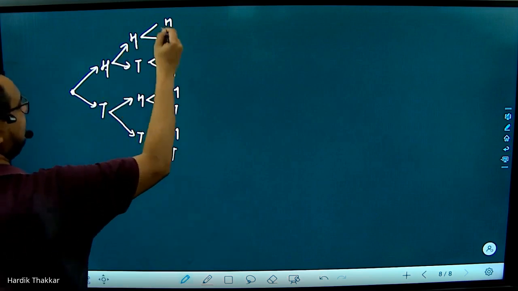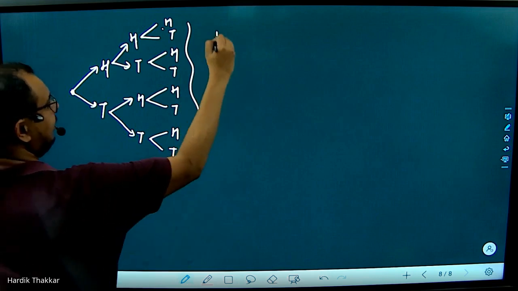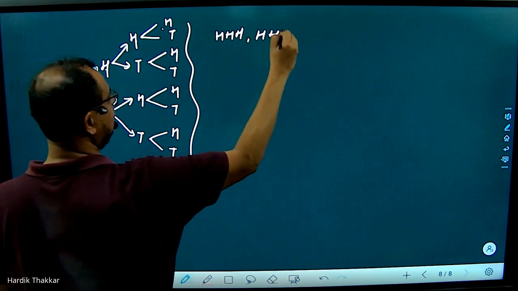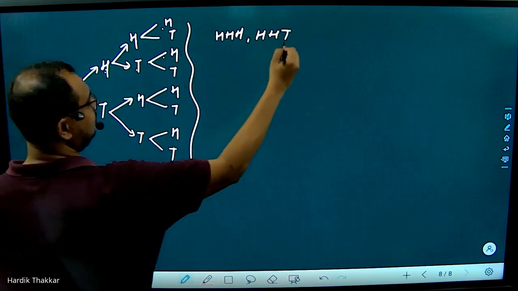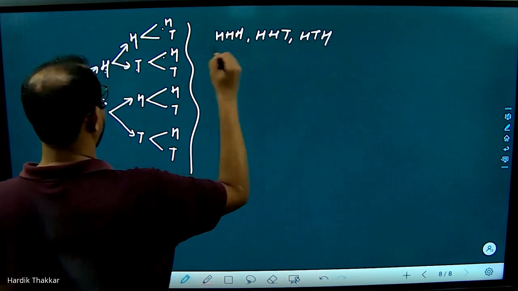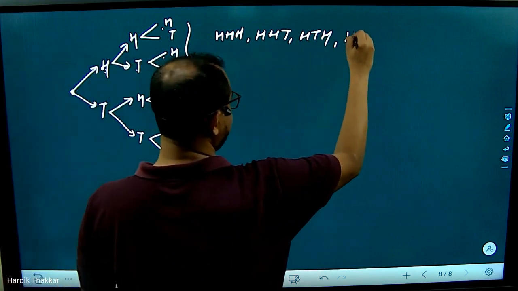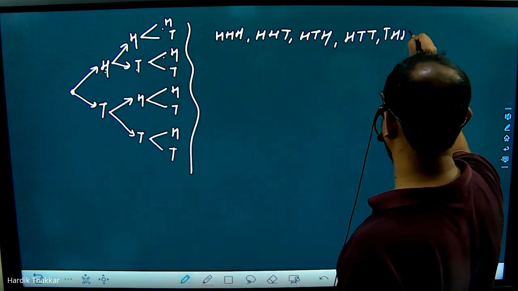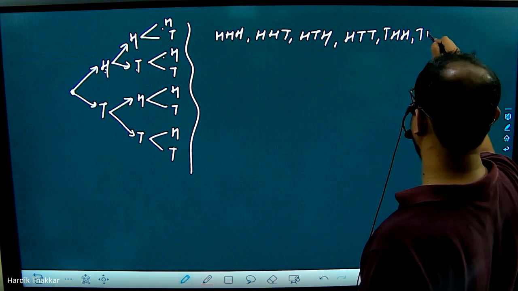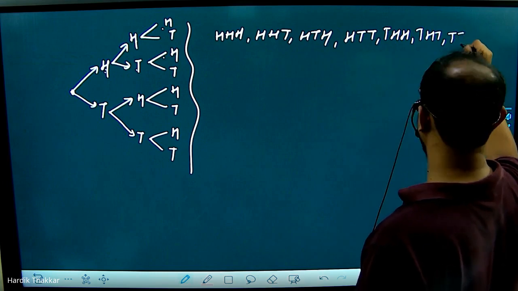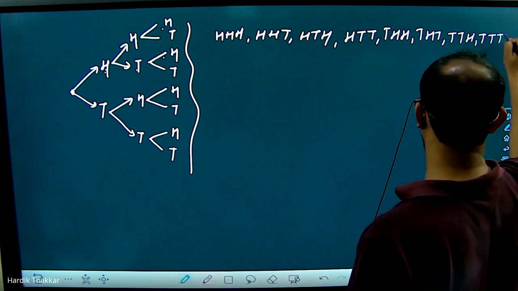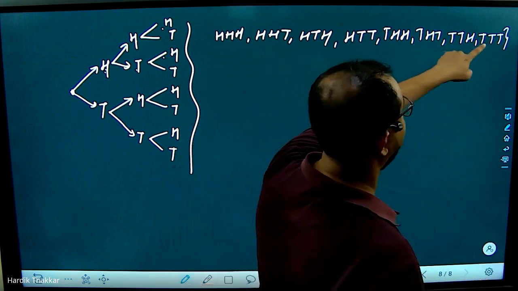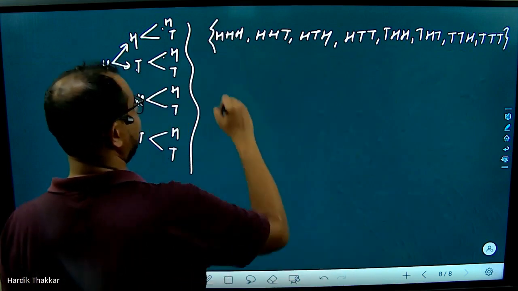Okay. Now we will start with this first line. So H H H. So the first outcome will be triple H. Okay. Second H H T. Third H T H. Fourth H T T. Fifth T H H. Sixth T H T. Seventh T T H. Eighth T T T. Sorry, let me count: 1, 2, 3, 4, 5, 6, 7, 8. So 8 possible outcomes. Like this.